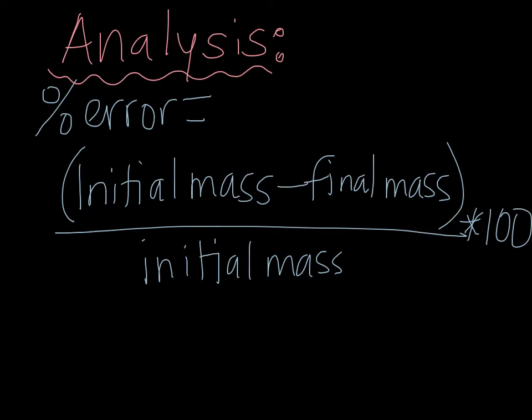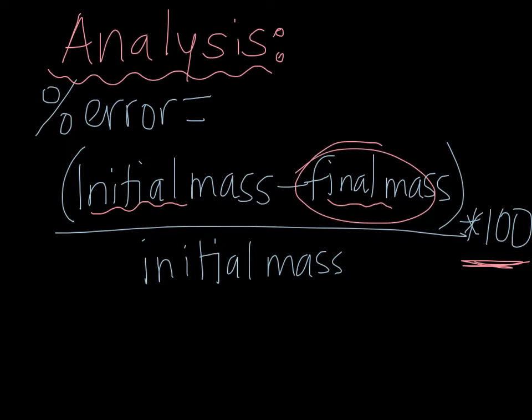Okay, so the analysis part, you only have to do two things. You have to find the percent error for sand and salt. Percent error is a very simple formula. You just need two things. You need the initial mass and the final mass. Initial minus final divided by the initial, and then make sure you multiply by 100 to change it to a percentage. Your initial mass you should already have, so let me go over how to find the final mass of both salt and sand.